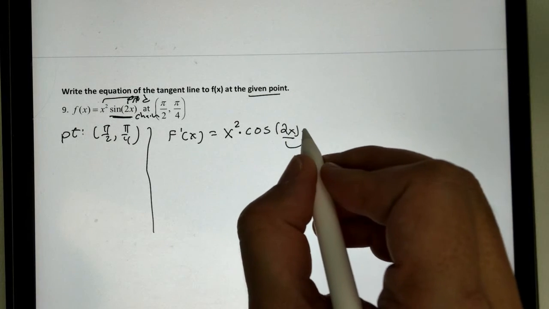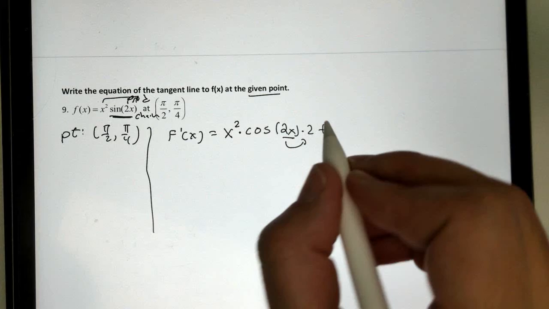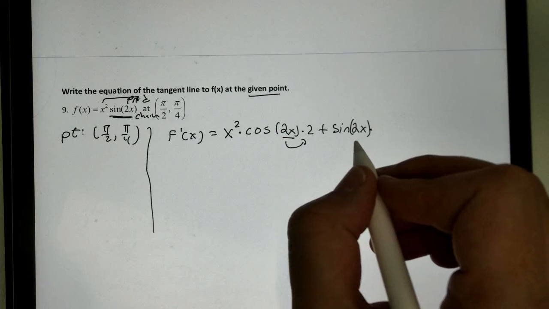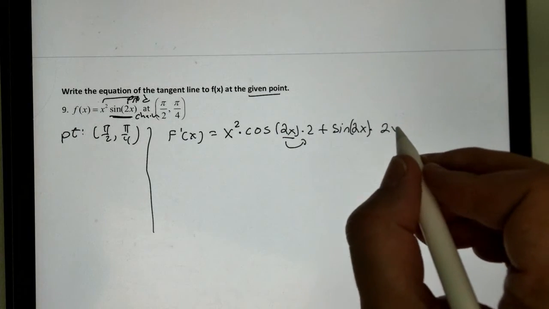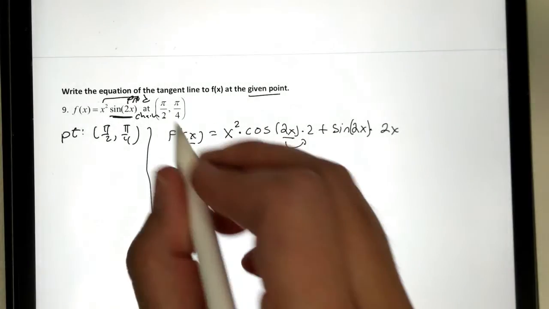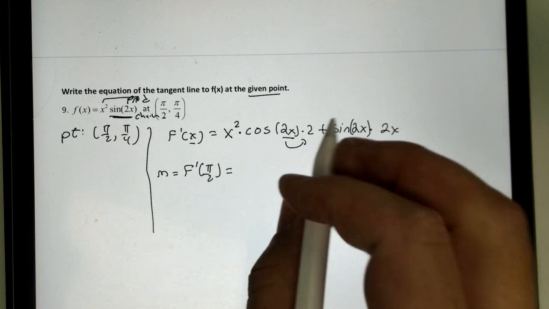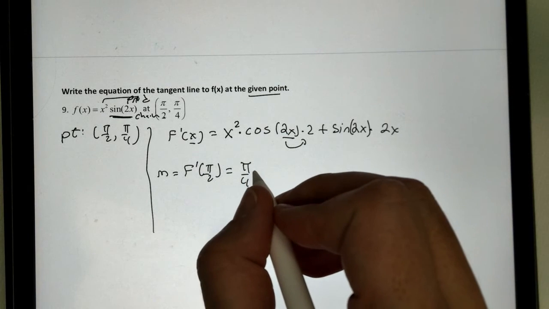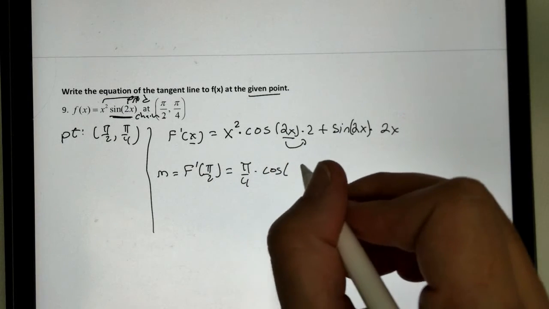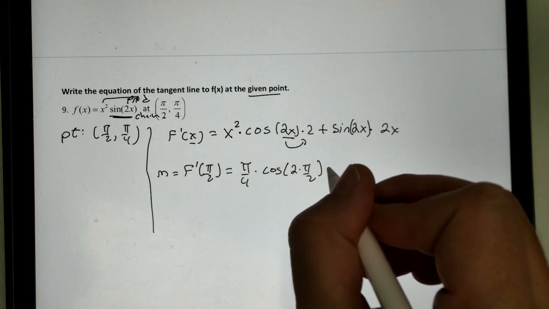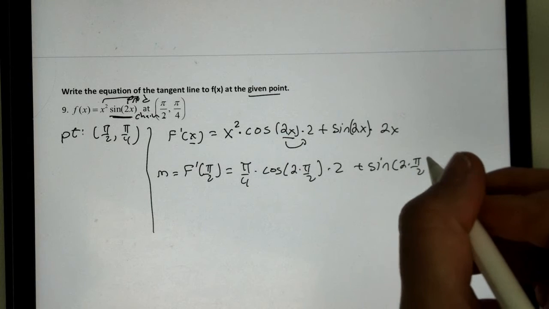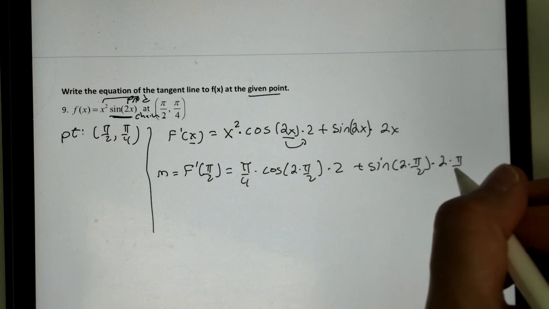Now, our chain part, we're going to multiply by 2. Plus the second, which is the sine of 2x, times, and I like to put that in parentheses, the derivative of the first, which is also just 2x. And now to get the slope, we're going to plug in our x value, which is pi over 2. Pi over 2 squared, pi over 4. Plug in here, we get the cosine of 2 times pi over 2, times 2, plus the sine of 2 times pi over 2, times 2 times pi over 2.